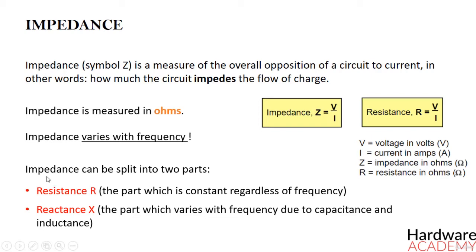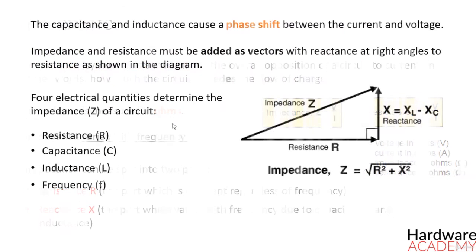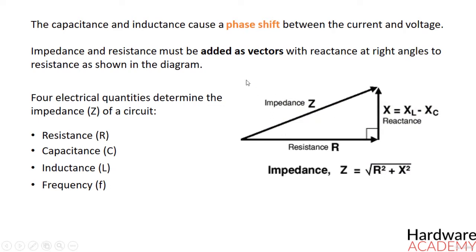The capacitance and inductance cause a phase shift between the current and voltage, which means that the resistance and reactance cannot be simply added up to give impedance. Instead, they must be added as vectors, with reactance at right angles to resistance as shown in this diagram here. As you can see, this is the formula that you have to remember in order to calculate the impedance, and this is how you calculate the reactance. The next course will be about reactance, and you will understand how capacitance, inductance, and frequency affect impedance.